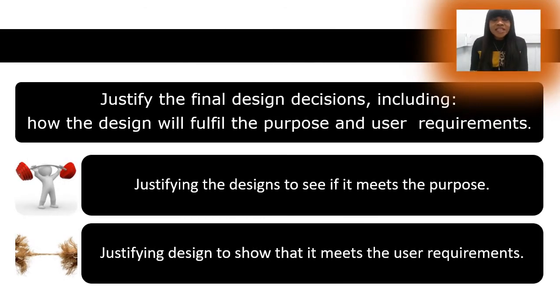So this is the next distinction task. For this distinction task, you're going to justify the final design decisions, including how the design will fulfill the purpose and user requirements. So you need to have a look at a task when you're given a task, and you need to break it down.